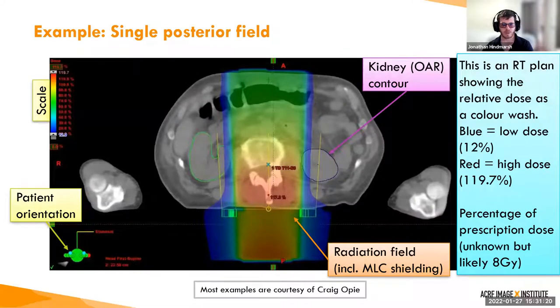So how can we treat them? This is an example of a single posterior field. This would typically be used for treating a spine and for palliative treatments. In this image, we've got our field here. We have our OARs, organs at risk, indicated by the blue and the green, kidney. We have a scale showing percentages. And I don't know what the prescription is, but single posterior fields are very commonly 8 gray in a single fraction. And this one is using MLC shaping to constrain the field.